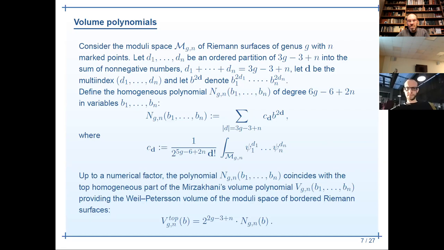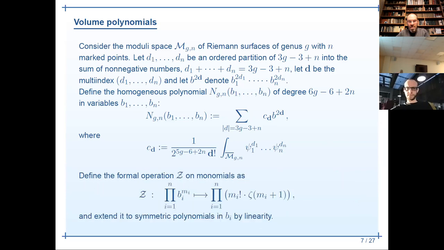One can compute the volumes of these moduli spaces of bordered Riemann surfaces. And the theorem of Mirzakhani says that this volume is a polynomial in B, and the top homogeneous part of this polynomial is the one which we have just constructed, up to this numerical factor. So this is one of the reasons for choosing this normalization, but it is not the only one. We'll use the same polynomial for different purposes in a second, and I'm preparing something which I will use in 10 minutes.